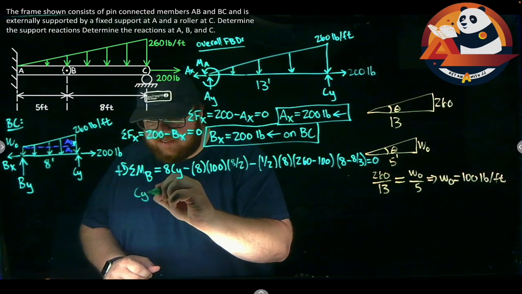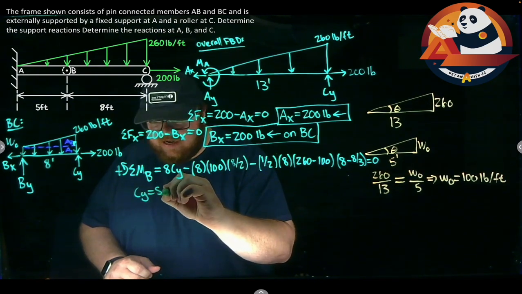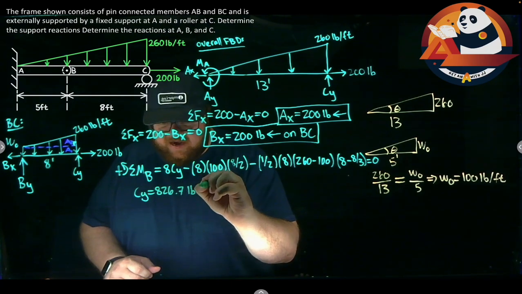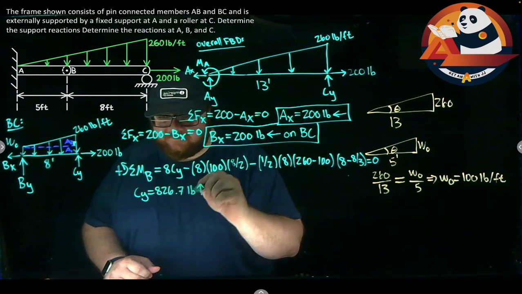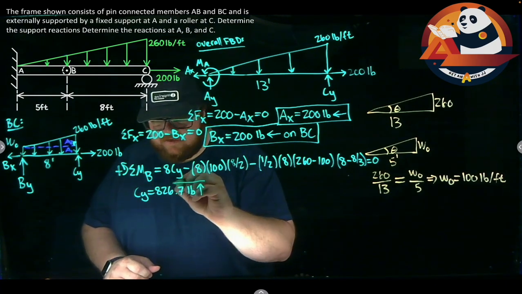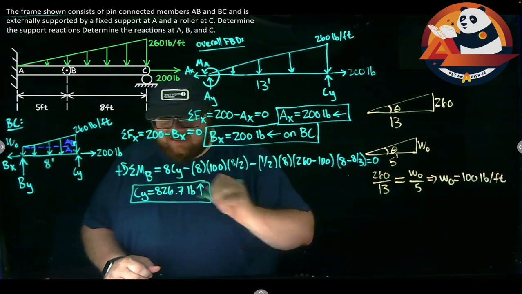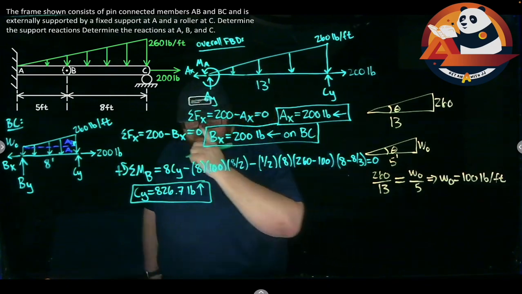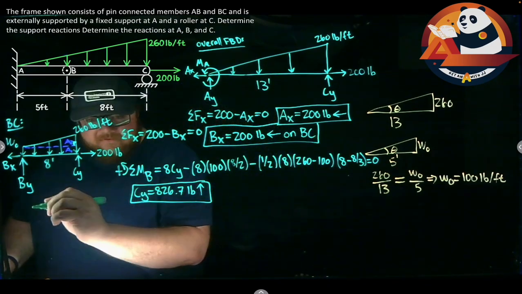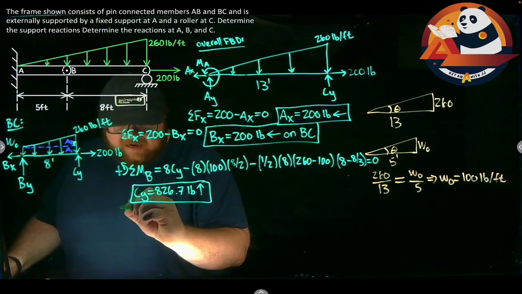If I solve for CY, I'm going to get 826.7 pounds going up. I'm going to get a positive from this, which means I guessed the right direction. Which would be my second answer, or third, actually. With that known, I can now sum forces in the Y direction. If I sum forces in the Y, we'll get our free body diagram here.